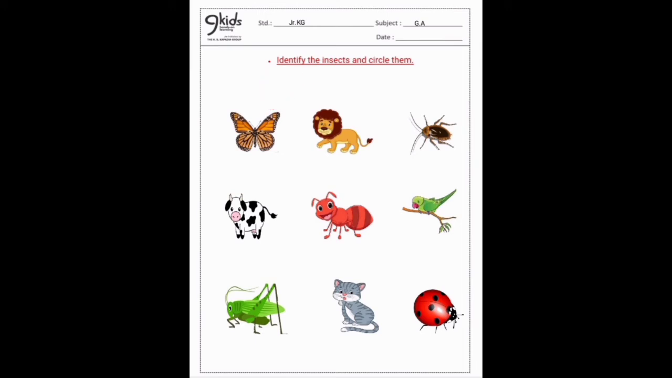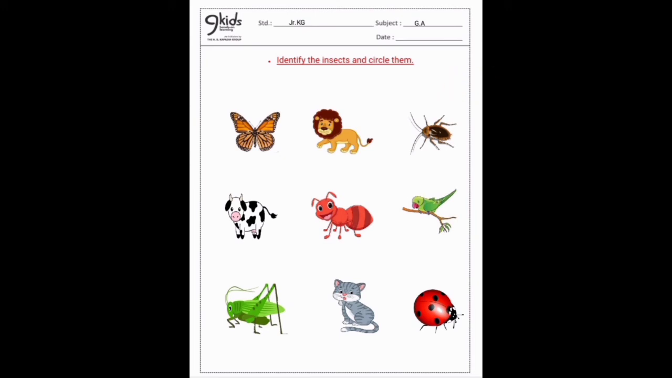Now, let us see next picture. This is a lion. Lion is a wild animal. So, we will not circle the lion. Now, let us see next picture. This is a cockroach. Cockroach is an insect. So, we will circle the cockroach.